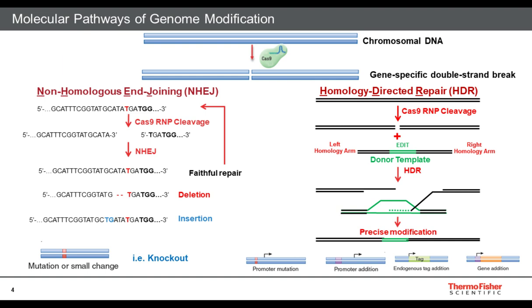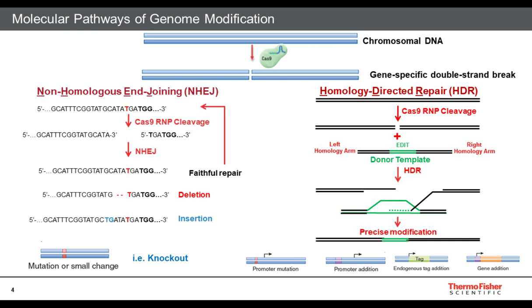The other pathway, which is a little more complicated, is homology-directed repair. And this is where you can create precise edits. And this is done very much in the same way. You still are using a guide RNA and the Cas9 protein. But in addition, you also add a donor template. And this allows for a precise repair after your CRISPR modification.